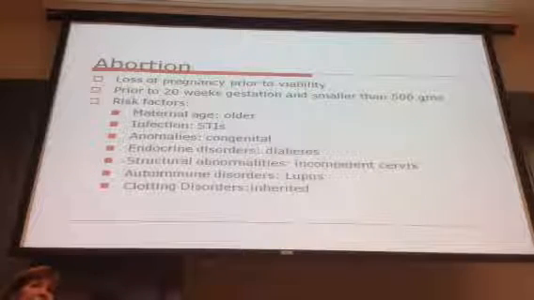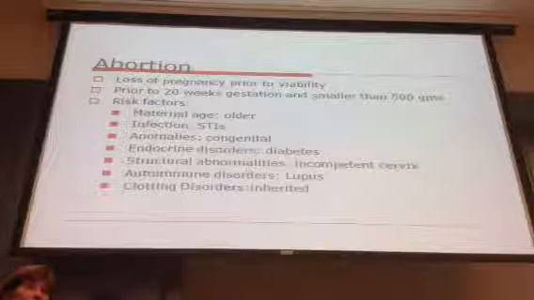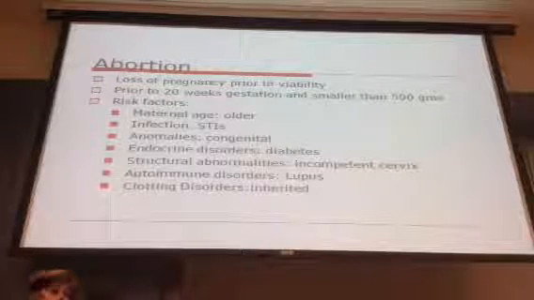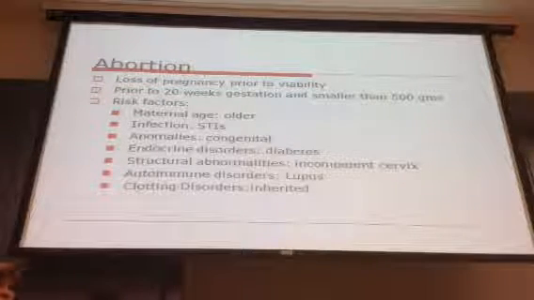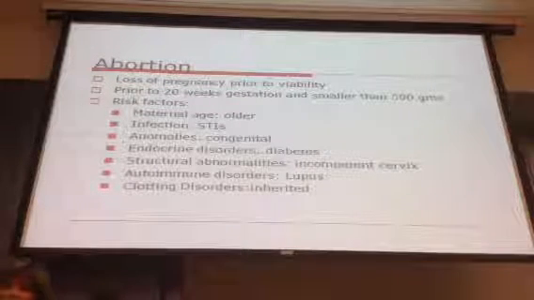So that weight criteria, I want you to know it. Once you get into the viable territory, it doesn't really hold water. You've got some very severely compromised babies that are delivered. They're intrauterine growth restricted, but they're still alive, they're still viable, they're still mature enough to attempt to survive. So just some comments on those definitions.